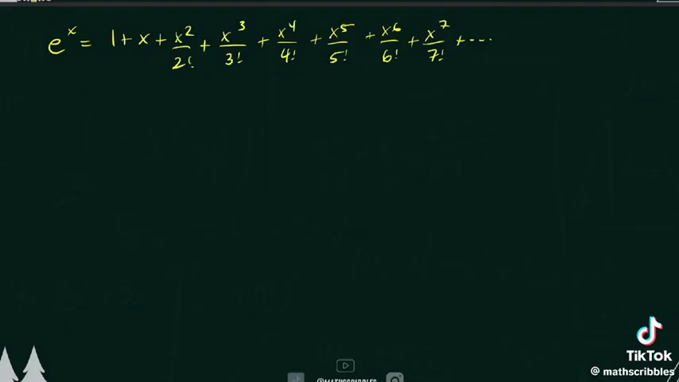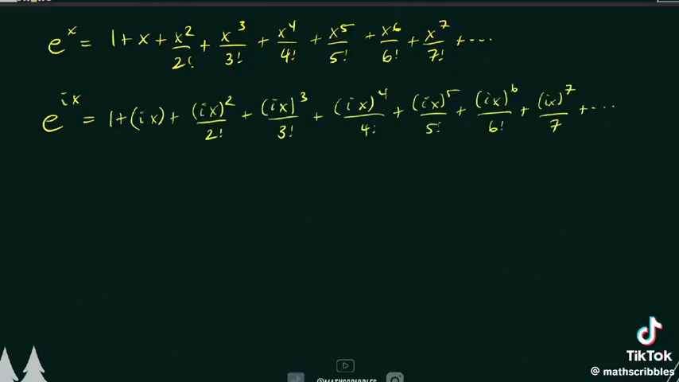So here's the Maclaurin series for e to the x, and if you recall, I mentioned something about complex numbers, and this is where it's going to show up. Let's go ahead and introduce an i into our exponent here. So now we're going to include an i for every value of x that we see in our series. And naturally, we want to simplify this.